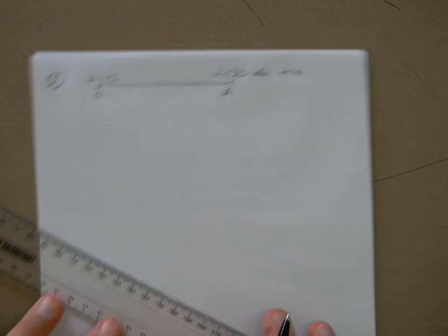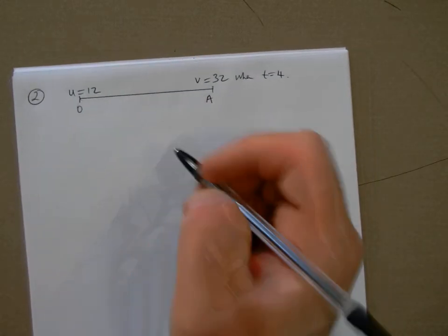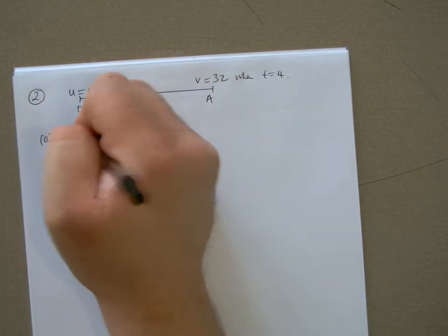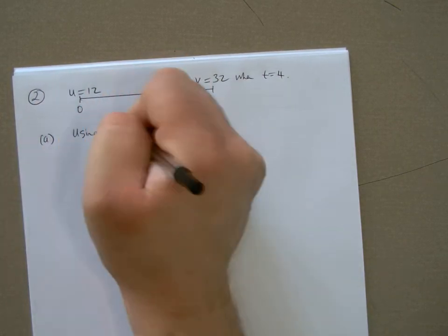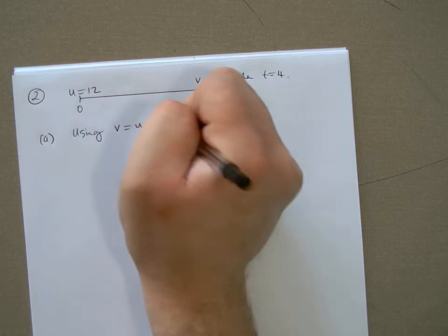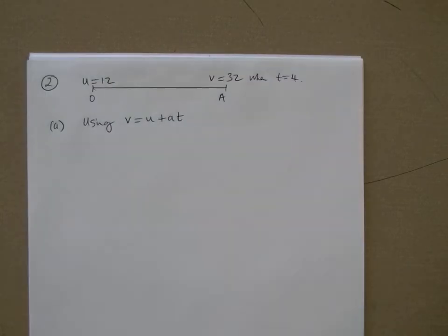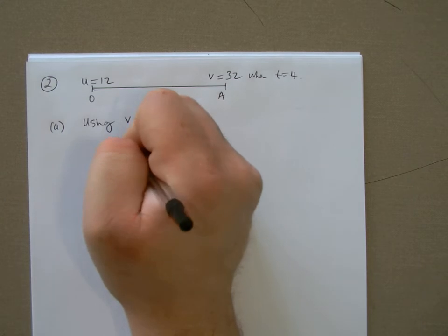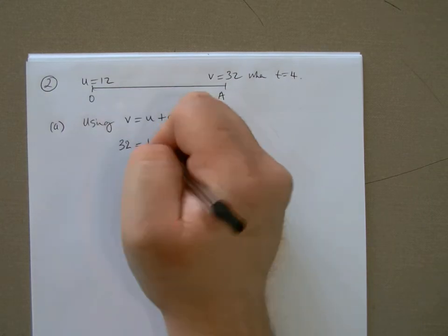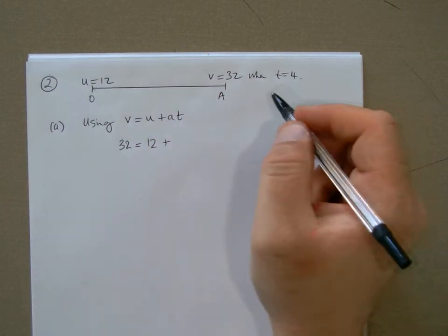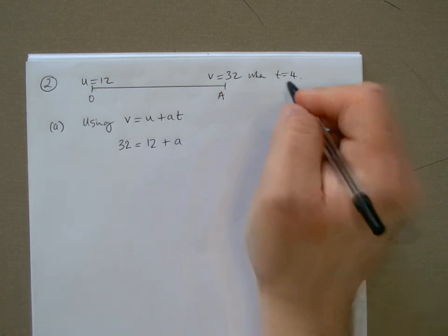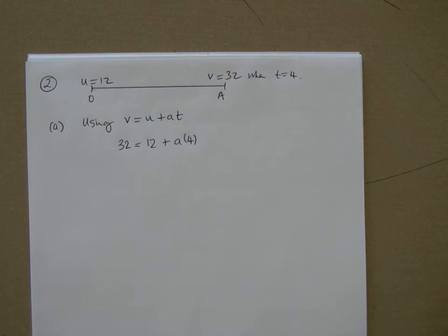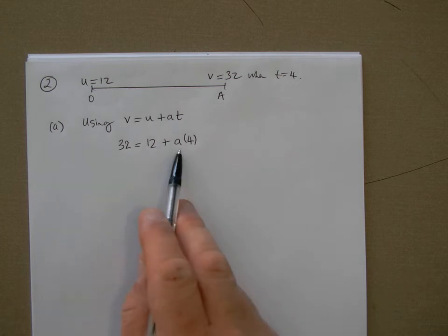Okay, so it says then in part A, show that the acceleration of the car is 5. So using v equals u plus at, the SUVAT equations there, we've got v to be 32, we've got u to be 12, we want to work out a, and we know that t is 4. So we've got all the values there apart from a.